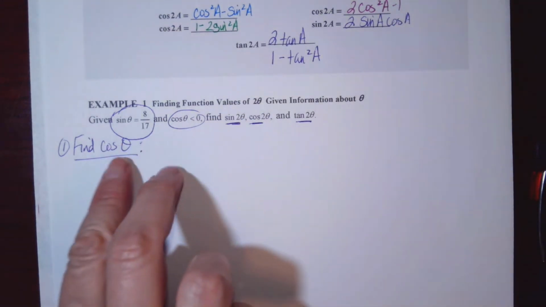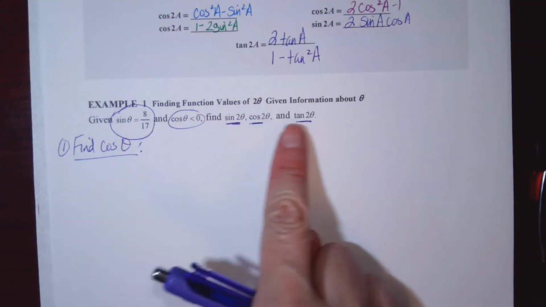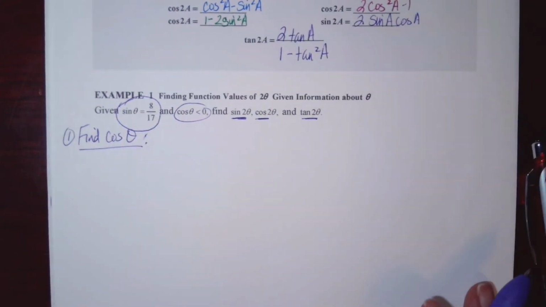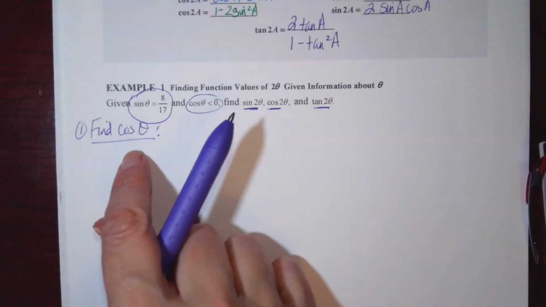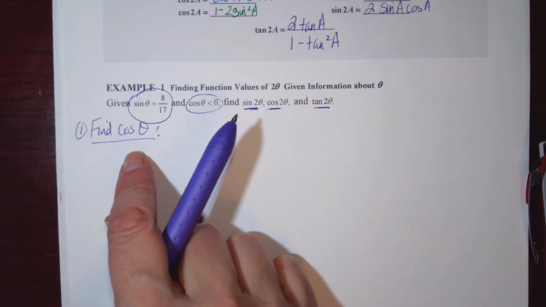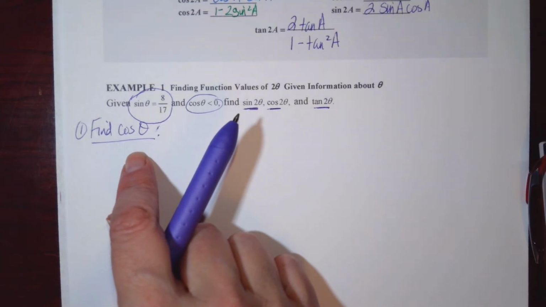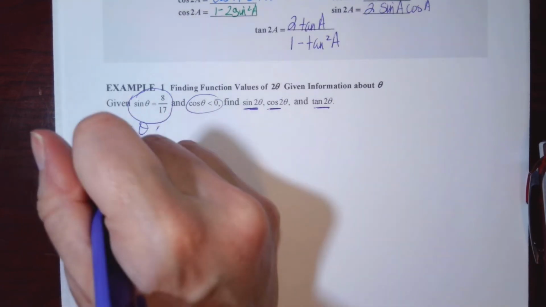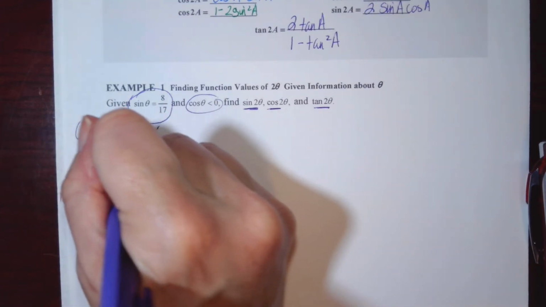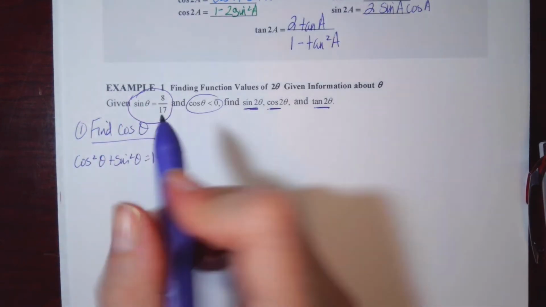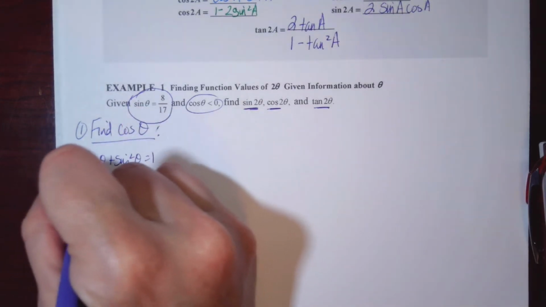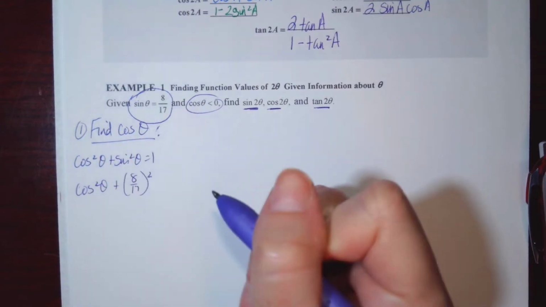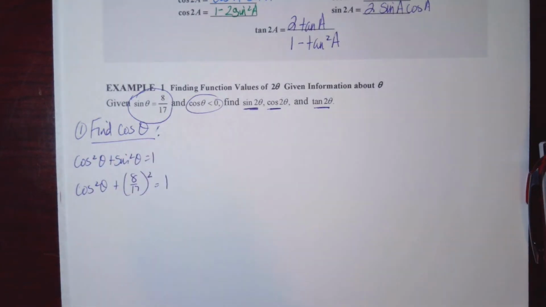Now this is going to get me to where I need to be so that I can find the values for 2 theta. First I have to know some things about theta. Well, we could draw our sketch and find our missing value, but we're going to choose to use our Pythagorean identity, cosine squared theta plus sine squared theta equals 1. I know sine, so I've got cosine squared theta plus 8 over 17 squared equals 1.